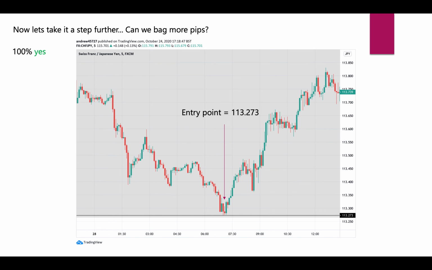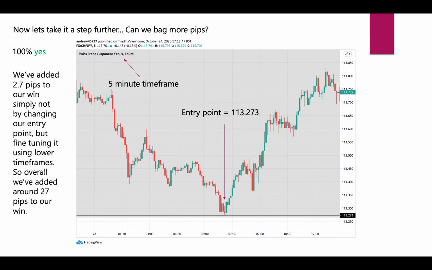So as I said, entry point now is 113,273. All we've done is lowered the time frame again. So now we've added an extra 2.7 pips to our win, not by changing our entry point, but by fine-tuning it using the lower time frames. So overall, we've now added an extra 27 pips to our win. And that was so easy. Literally all we did was lower the time frame, look for a better entry, and we've added 27 pips. 27 pips is a lot of pips.